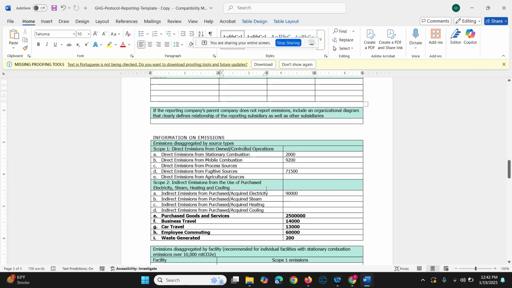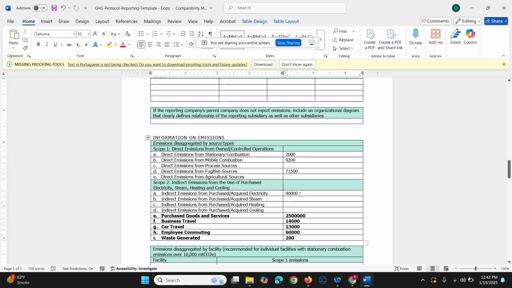Yes. Okay, so sir, as per the template that was shared by you, the scope 1 is here: stationary combustion 2000, mobile combustion 9200, and from fugitive sources it's 71,500. And in indirect, I mean scope 2, there was just one activity, for which I think 90,000 was the calculation.